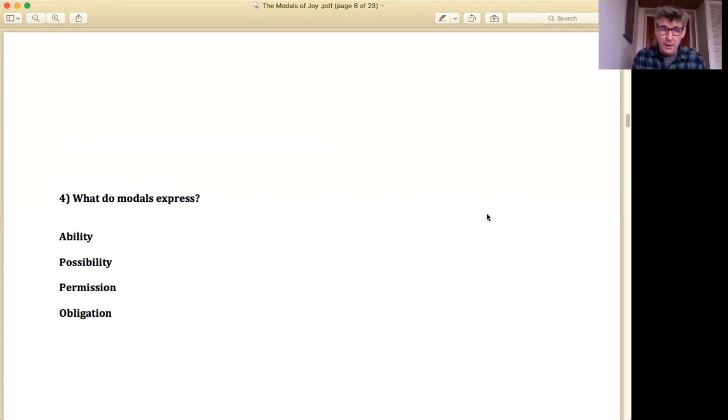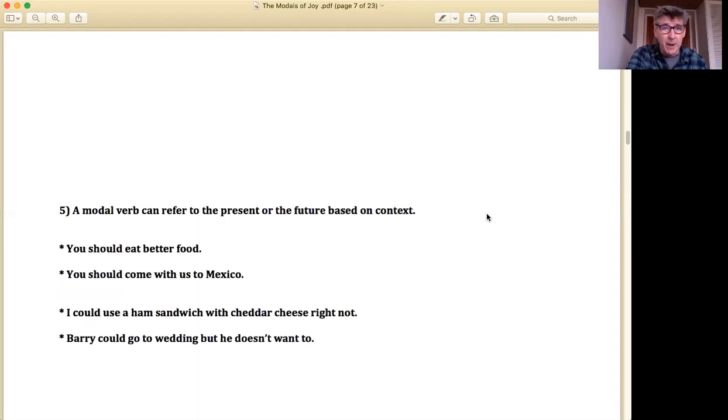So for example, if you want to pass this class, you are obligated to take a credit test at the end of the semester and pass it. There's no other way. It's something that's necessary. Okay. And these are what modal verbs express. These modes of being or thinking is what they express. And we're going to go over a couple of them that we use more than others and try to put them in context to help you figure them out.